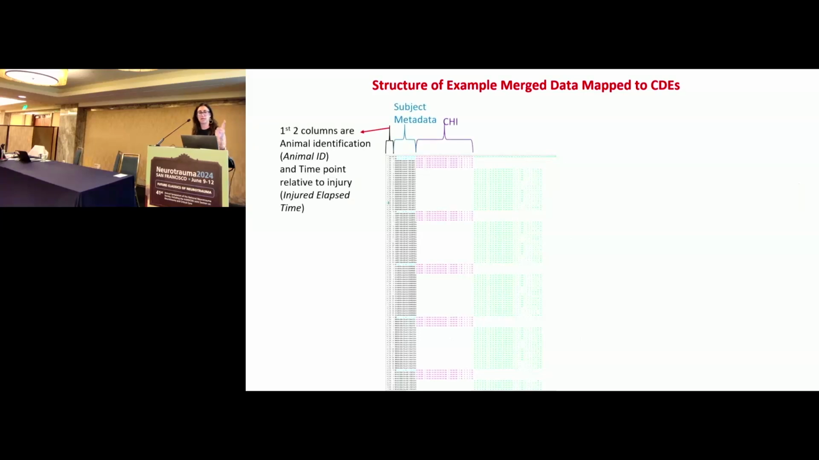So for this one, I'm going to go to this next one. This has the first two columns, which are your animal ID and the injury elapsed time. Then your subject metadata, that was one spreadsheet. Then your closed head injury, that was another spreadsheet. And then the Barnes maze data was another spreadsheet, and it has put that all together for you.